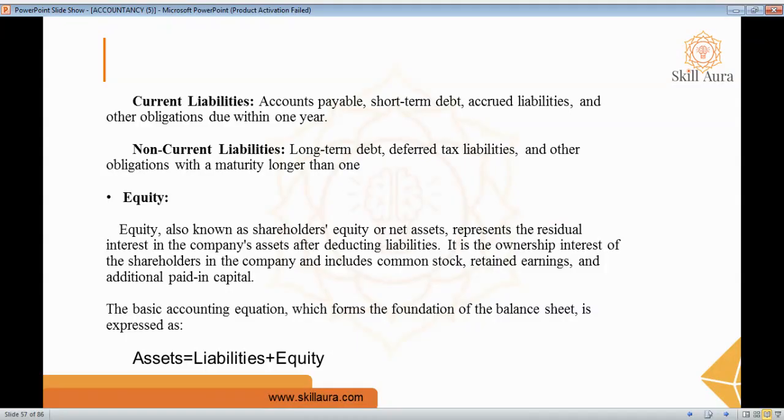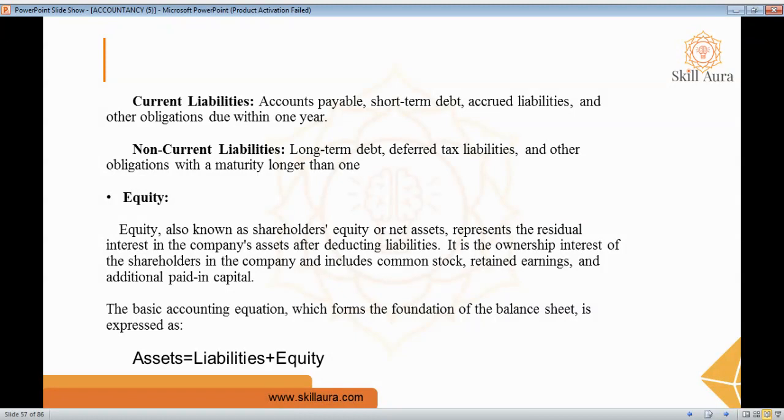Long-term liability includes long-term debt, deferred tax liability, and other obligations with maturity longer than one year, that is non-current liability. When it comes to equity, it is also known as shareholder equity or net asset. Here it is nothing but the owner's stake in a company.